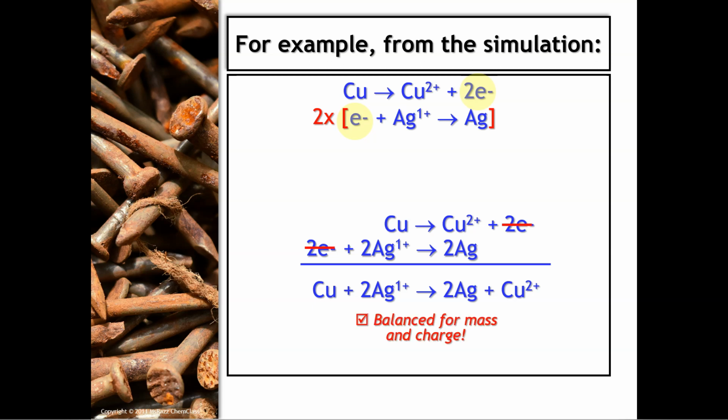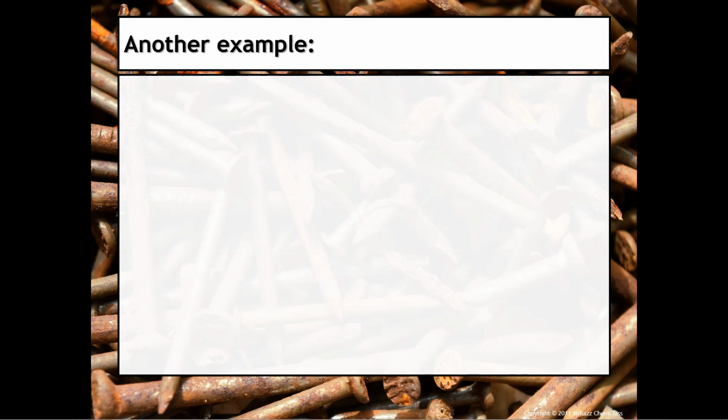Notice in this case, we are still balanced for mass and charge, right? There's 2 silver on the left, 2 silver on the right, 1 copper, 1 copper. Notice on the left-hand side, the 2 times the 1 plus, that's a positive 2 charge. And on the right-hand side, the copper has a 2 plus charge. So we are balanced for mass and charge, and we should expect to see this every single time we have our balanced equation. So let's try another example from scratch here.